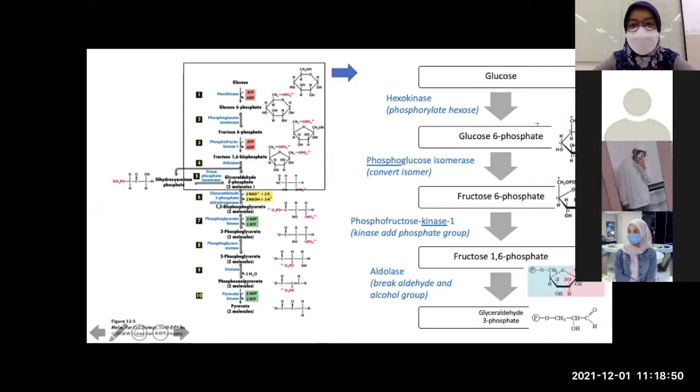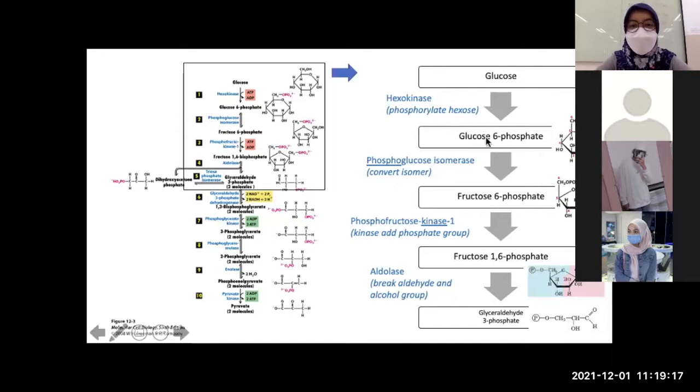So the enzyme is hexokinase. Hexokinase phosphorylates hexose. So this is the function, and the name of the enzyme is hexokinase. What does hexokinase do? It phosphorylates hexose, meaning that it adds this phosphate group to the hexose carbon. So that is a bit of chemistry.